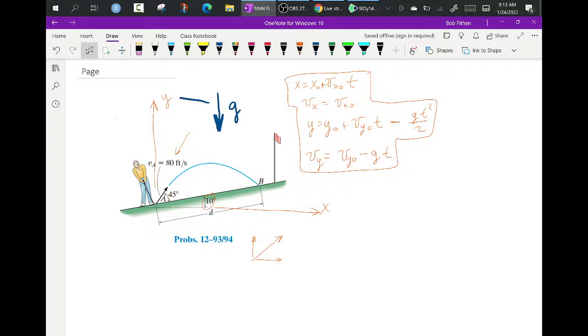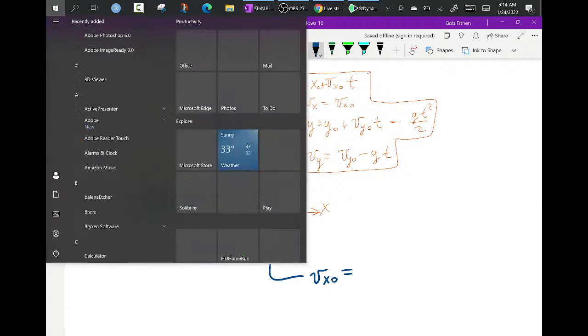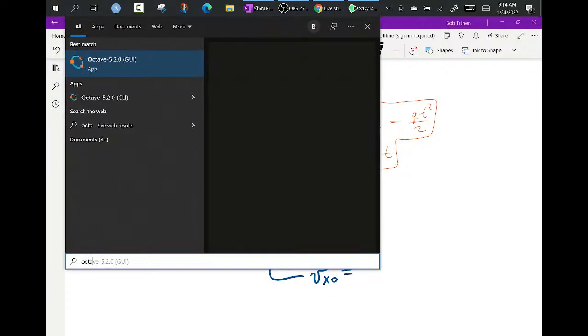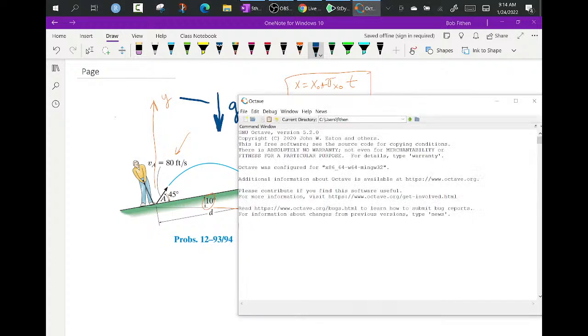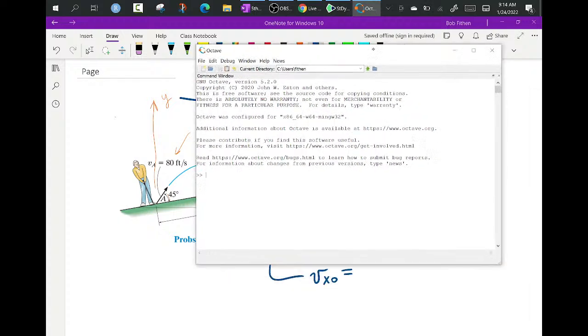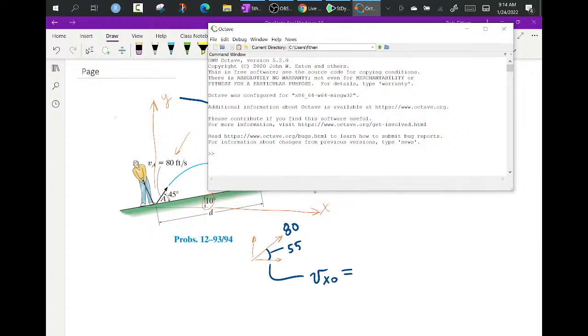So let's look at the vx naught. This is 80 and this is 55. And again, this problem is the only difference that you're going to see from what you've seen before. I'll try to do my best at getting my way through this. So if you look at 80 times cosine of 55 degrees, that would pop out to 45.88.